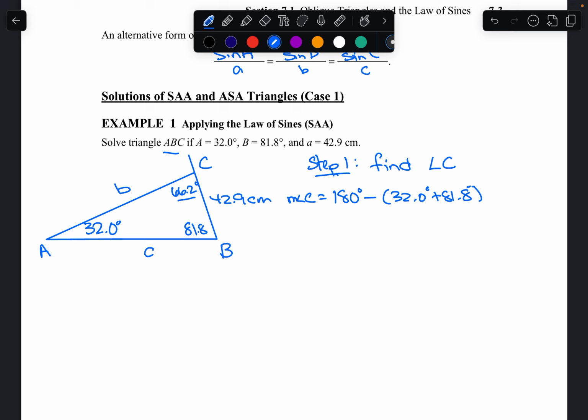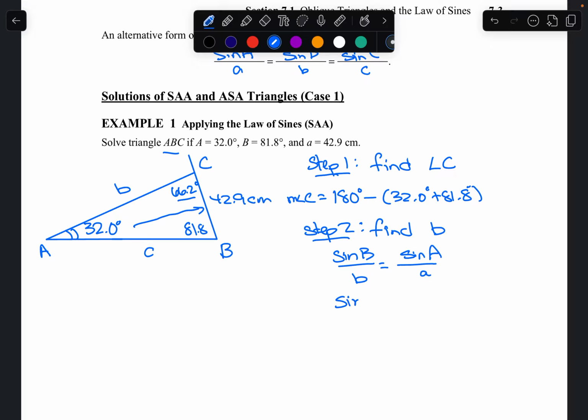Now, we needed that because now we're going to do step 2, and we're going to find a side. Since you know all three angles, it doesn't matter. We can either do B or C, so I'm just going to go in order. I'm going to find B. So we're going to set this up with the law of sines, which says the sine of angle B to its opposite side is the same as the sine of angle A to its opposite side. Now, we had to use angle A because we know the opposite side of A.